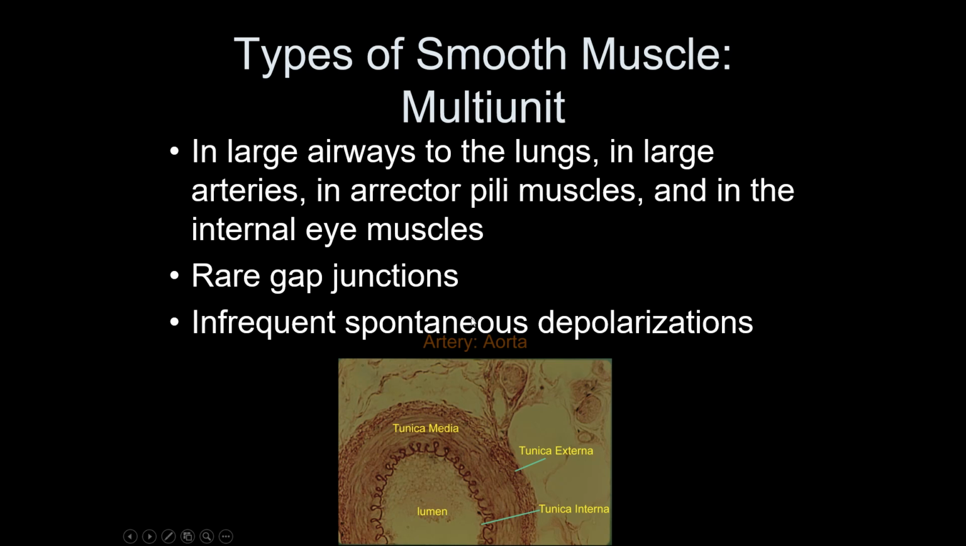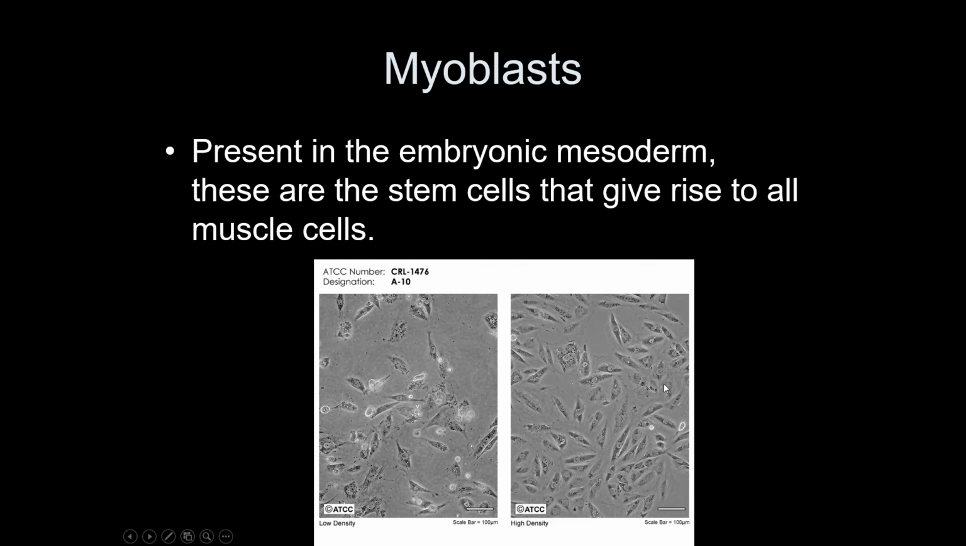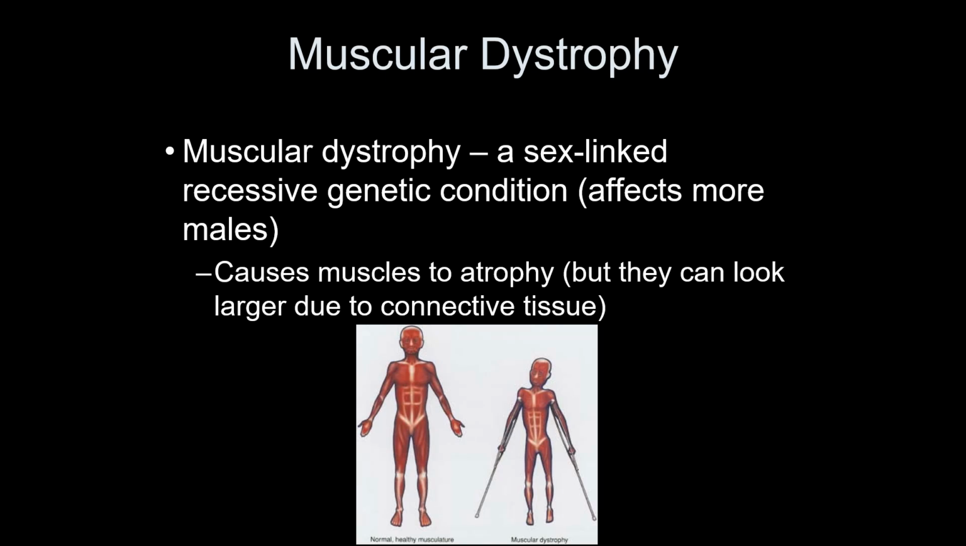Also, anything that you need a little bit more fine control of, it's going to tend to be multi-unit smooth muscle. So you need very fine regulation to regulate your blood pressure. So the smooth muscle in the walls of your arteries is multi-unit smooth muscle. I already said all that. Myoblasts are stem cells that can create more muscle.